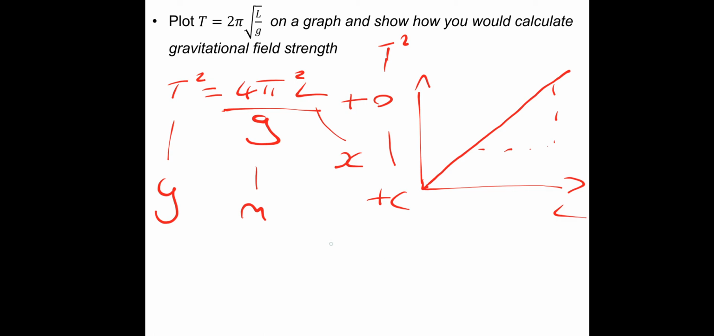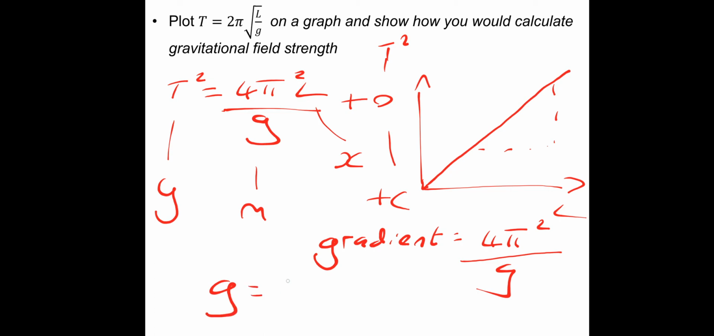As it gives on the left hand side, the gradient is equal to 4 pi squared over g. So g would simply be 4 pi squared divided by the gradient. g is equal to 4 pi squared divided by m, where I'll call the gradient m. Hopefully you got that, or something similar. Thanks for watching, I'll speak to you soon.